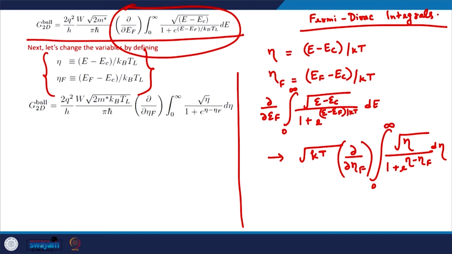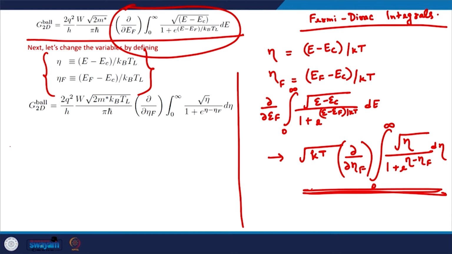Consider this to be a small exercise. Just replace E minus EC by eta KT and EF minus EC by eta f KT, and then see how this derivative and integral change. This is the answer actually, this is how it changes. So just do it yourself, that will give you a more hands-on feel of this expression. So ultimately, in the calculation of the conductance of the material, this derivative along with the integral changes to this.